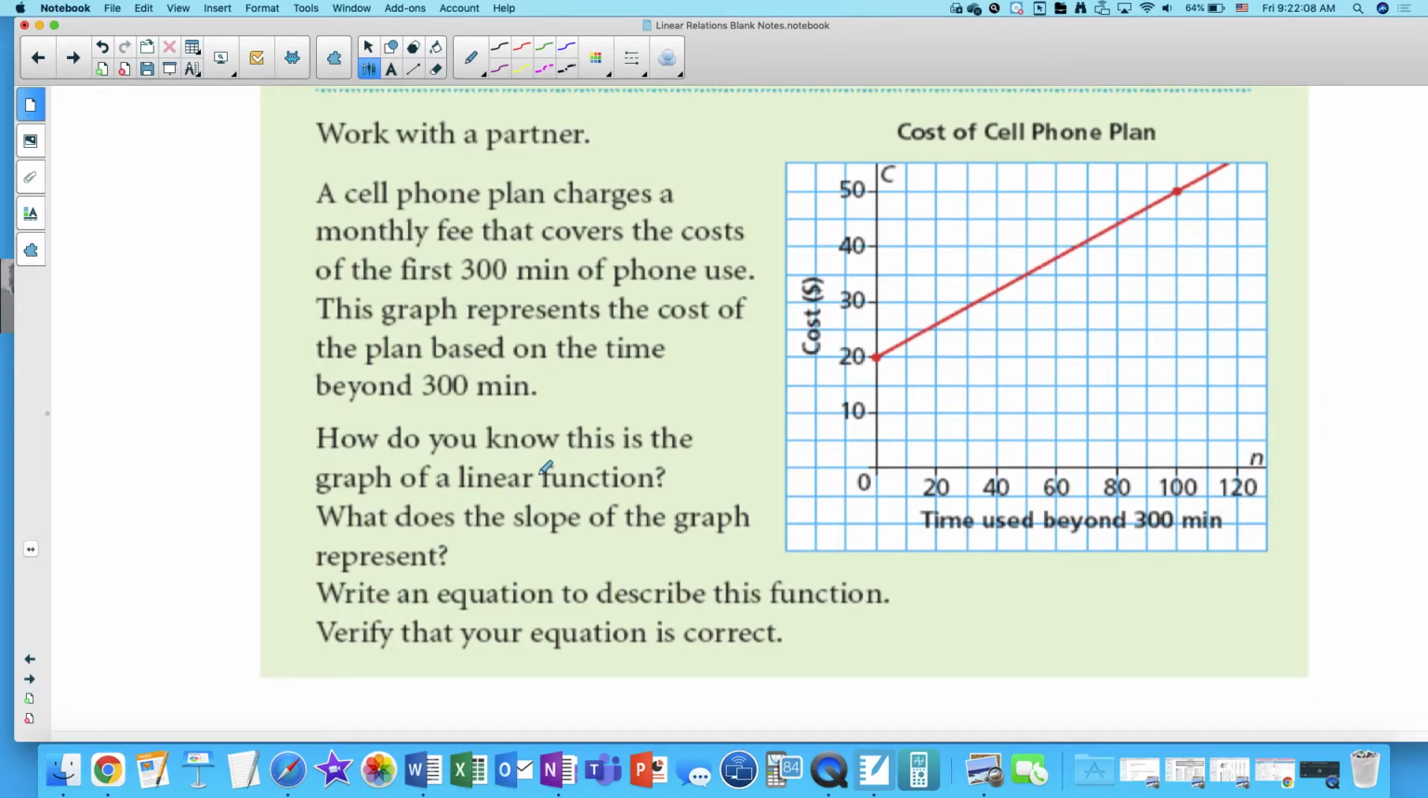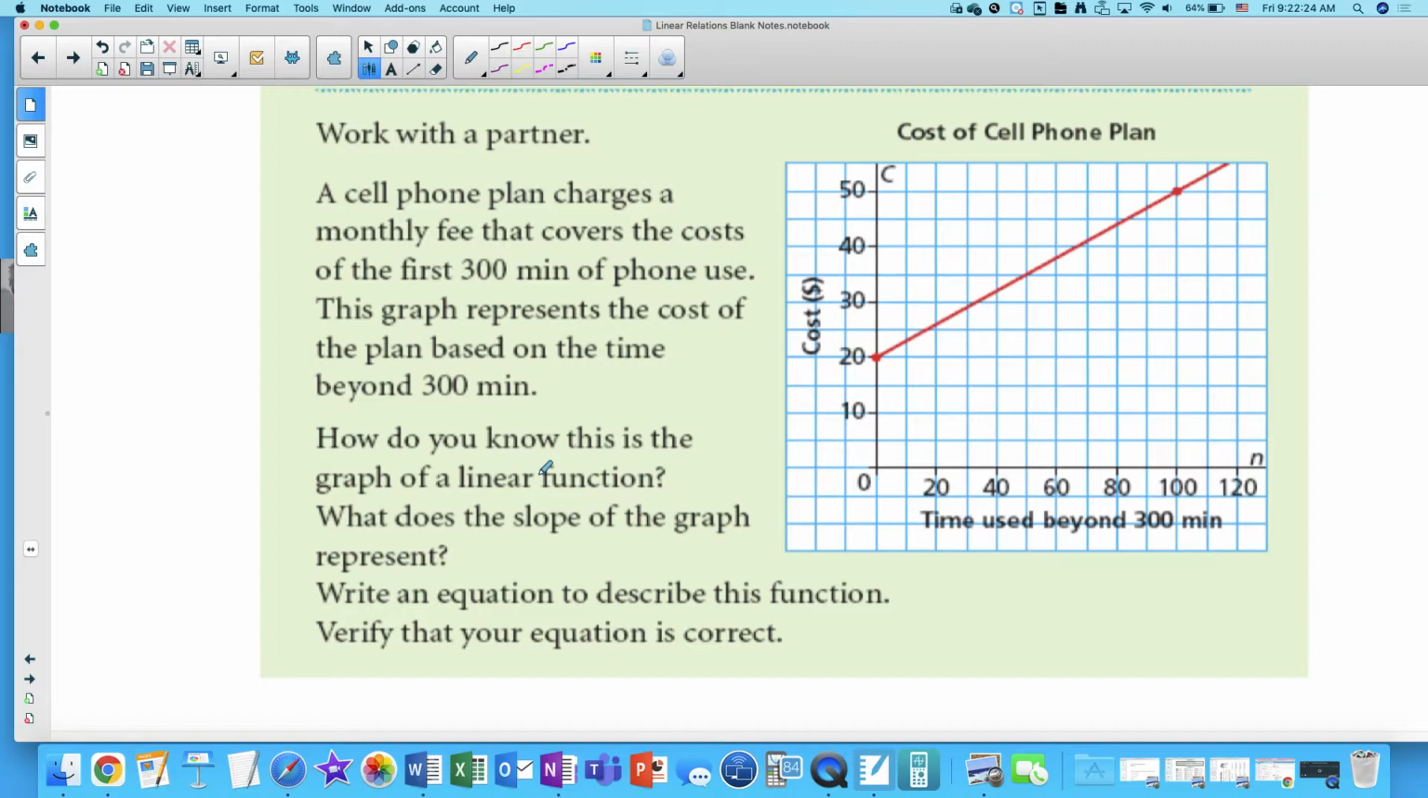Okay, so just keep that in mind when we go through this. A cell phone plan charges a monthly fee that covers the cost of the first 300 minutes of phone use. And the graph represents the cost of the plan based on the time beyond 300 minutes.